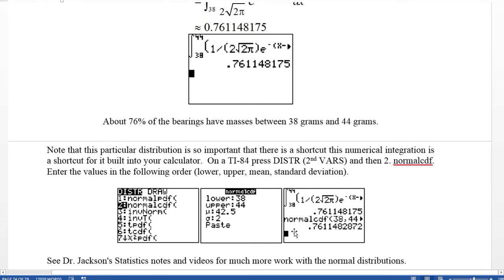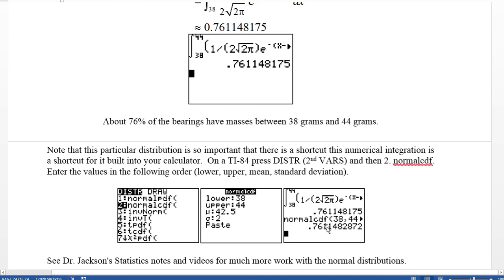It's called the Normal CDF function. So on your calculator, this is a TI-84 version here. Press distribution, which is second and the VARS key. You'll see DISTR above that. And then select, then this screen right here will come up. Select number 2, Normal CDF. If you have the newer operating system, you'll get this screen right here that comes up. It asks you for lower and upper, that's the 38 and the 44, the mu, which is 42.5, the sigma is 2, and paste.